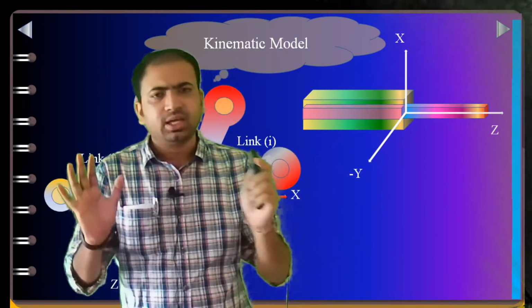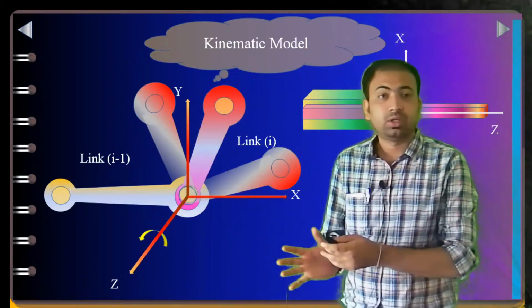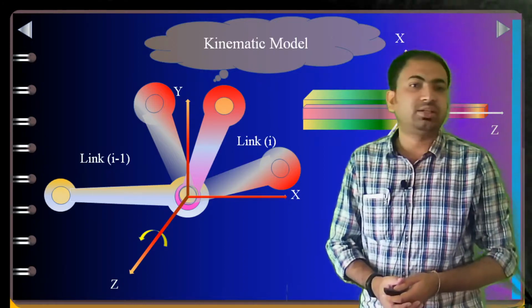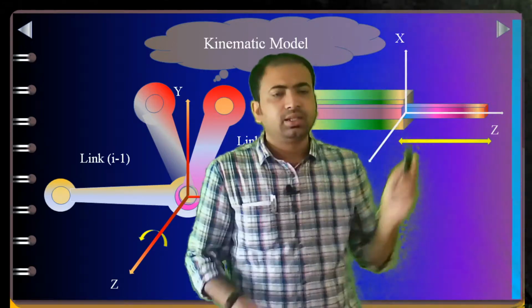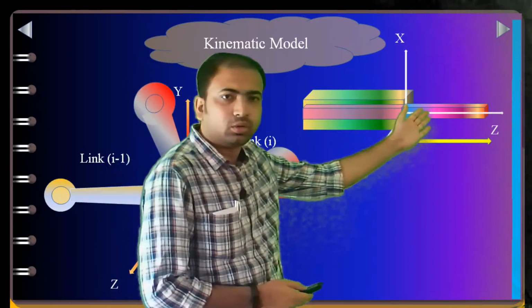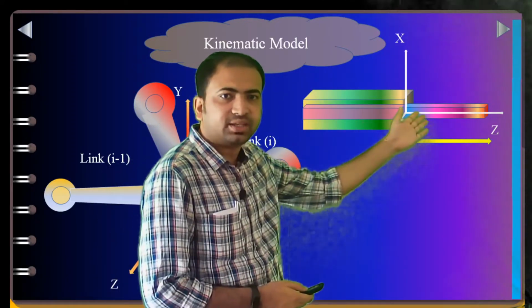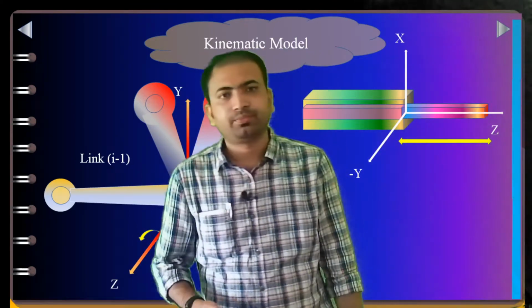So, this is the simple logic which we are going to consider in the next few slides, which is why I have represented it here. As I have said, the second link will only translate along this direction, so that is why we have considered this one as the z axis.